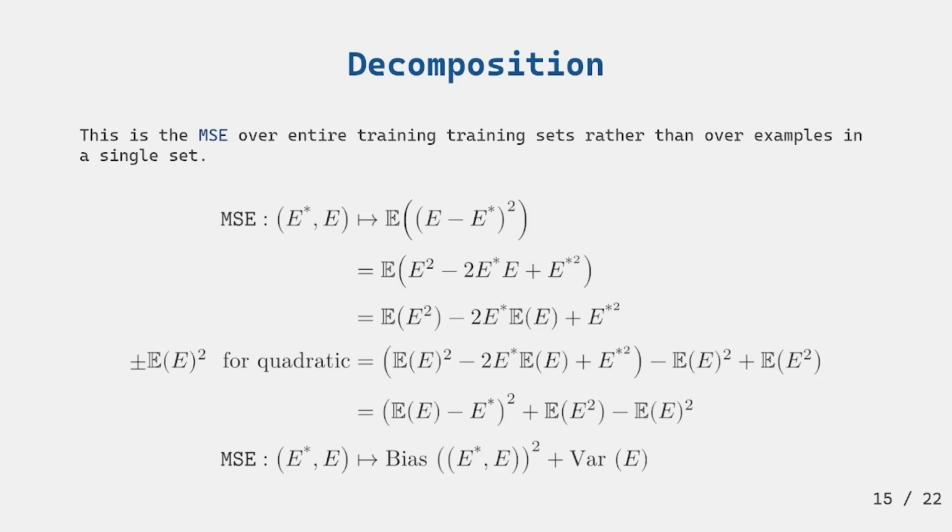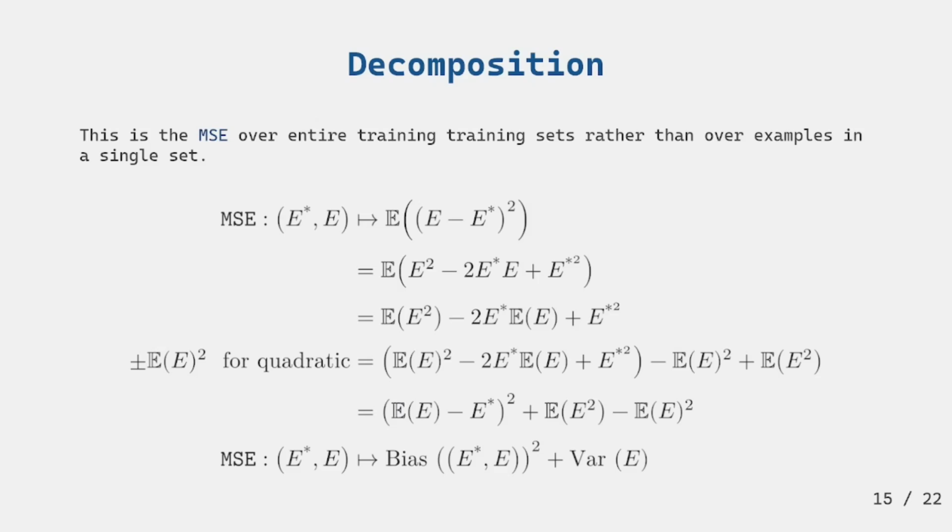So you generate a bunch of training sets, or you sample a bunch of training sets, run your learning process on each of those to get this new estimate of your true parameters, and then what's the mean squared difference from the true parameters, like on average how wrong is your model.